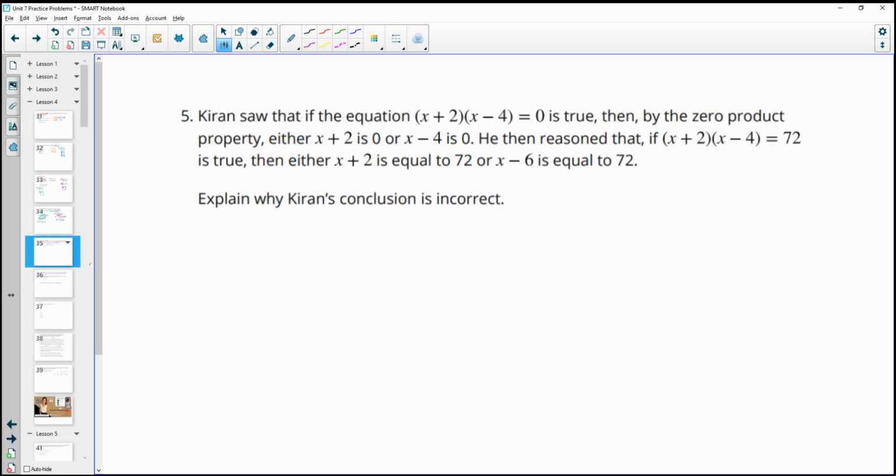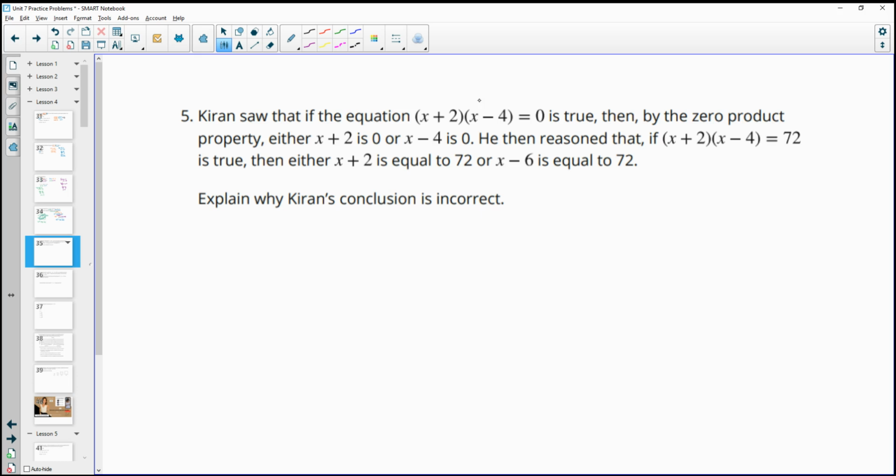Number 5, Kieran saw that if the equation (x plus 2) times (x minus 4) equals 0 is true, then the zero product property tells us that either x plus 2 is 0 or x minus 4 is 0. He then reasoned that if (x plus 2) times (x minus 4) was 72, as is a true statement, then either x plus 2 has to equal 72 or x minus 4 has to equal 72. Explain why this conclusion is incorrect.